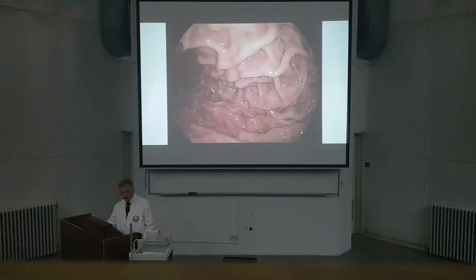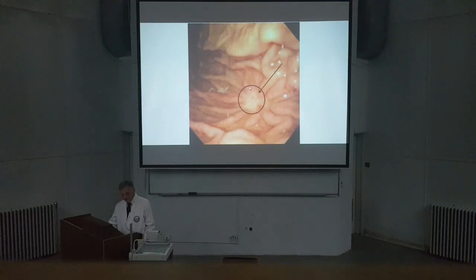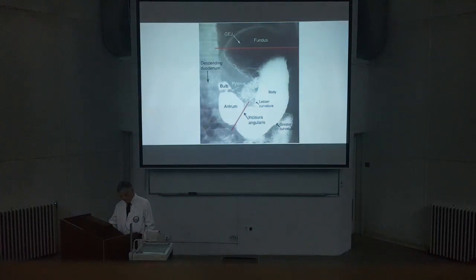Nice, healthy, shiny mucosa of the stomach. This is not normal because you can see that there is something wrong here. And this is early gastric ulcer. This is what you see in a barium meal.